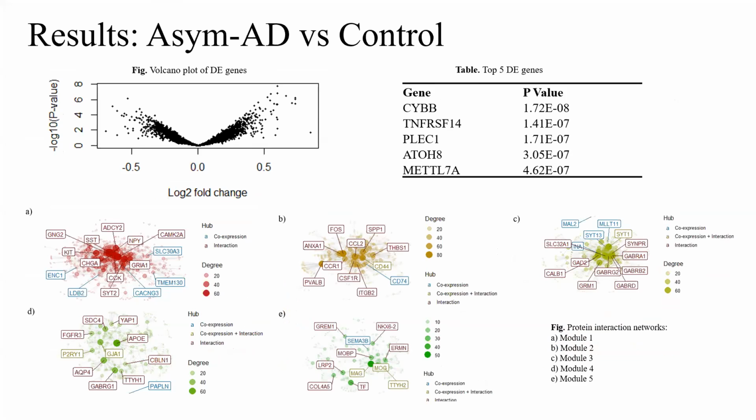Interestingly, we obtained 5 different modules for the asymptomatic AD case, 5 different protein interaction networks, suggesting that multiple gene sets are involved. In module 4, you'll notice APOE4, a gene synonymous with AD, as a hub. So studying the other genes involved would explain, to an extent, how APOE4 works.